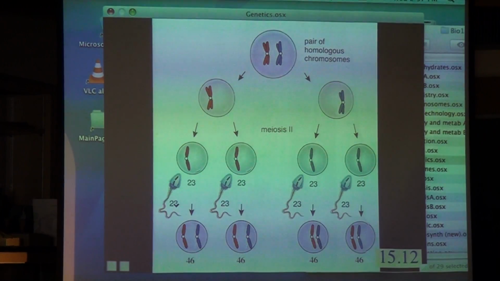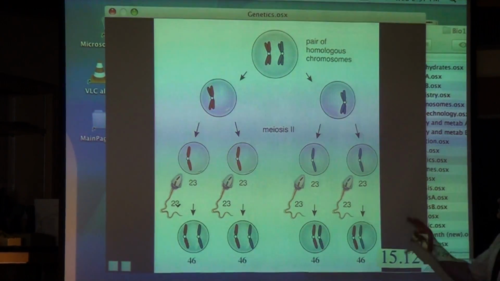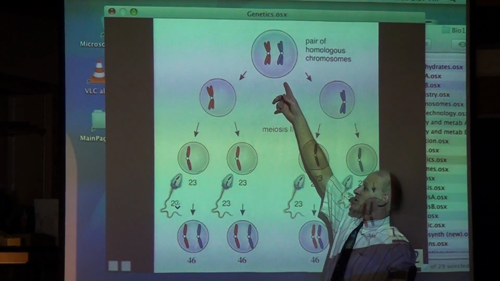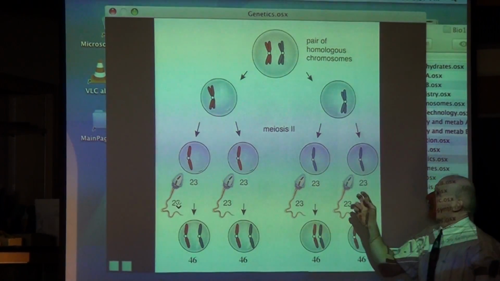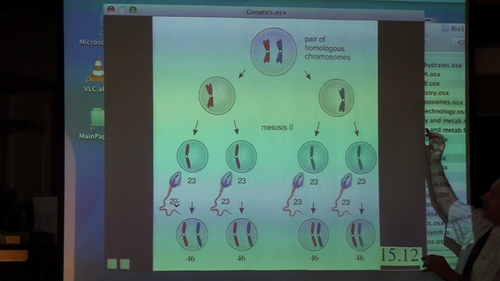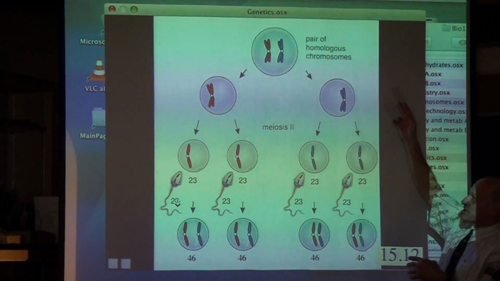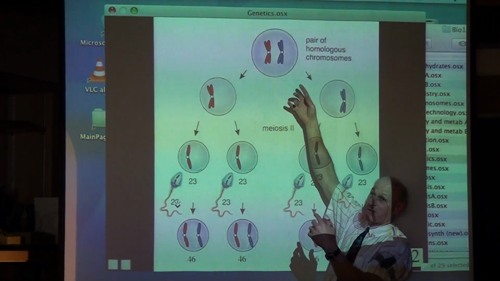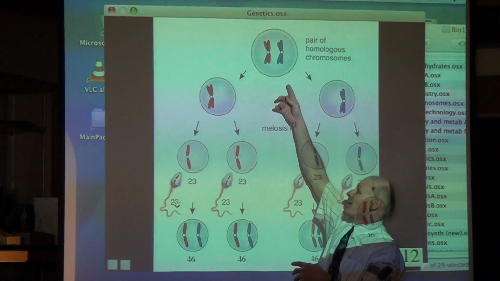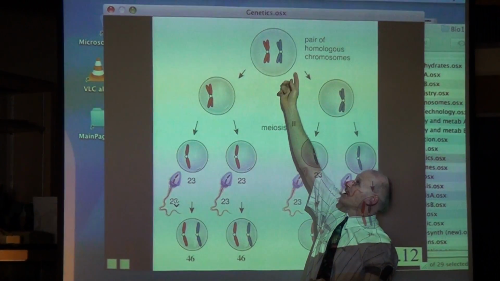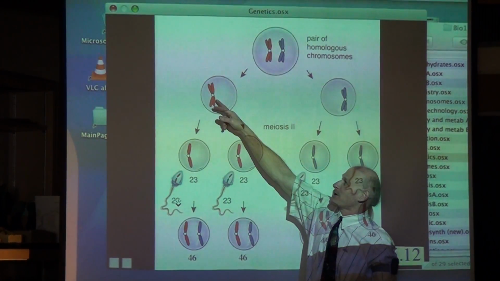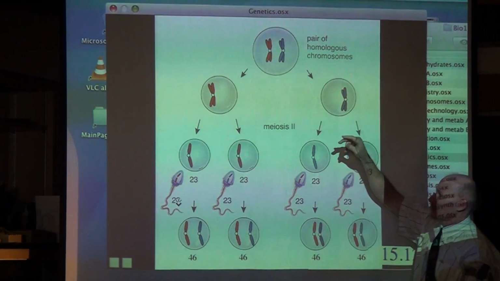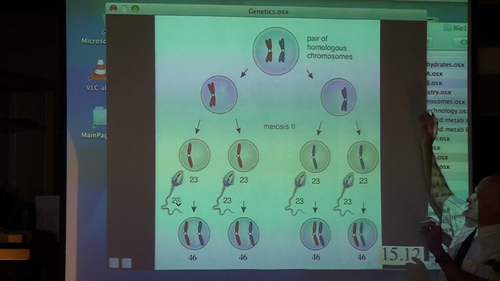Here's the way it's supposed to work. Imagine this is in the female's ovaries, and she's making some eggs. Normally in meiosis 1, remember, homologous pairs of chromosomes are split apart from each other. So if this was her pair of chromosome 21s, one chromosome 21 goes there and one chromosome 21 goes there. That's proper disjunction, proper splitting apart.